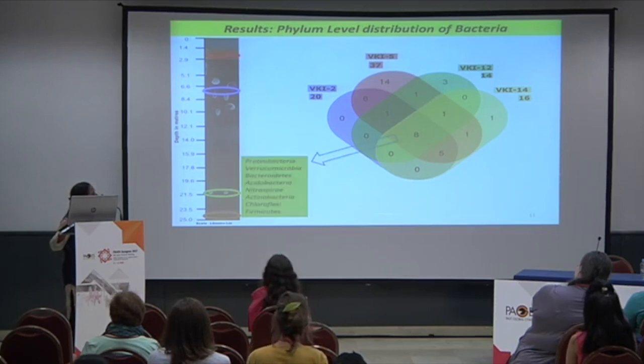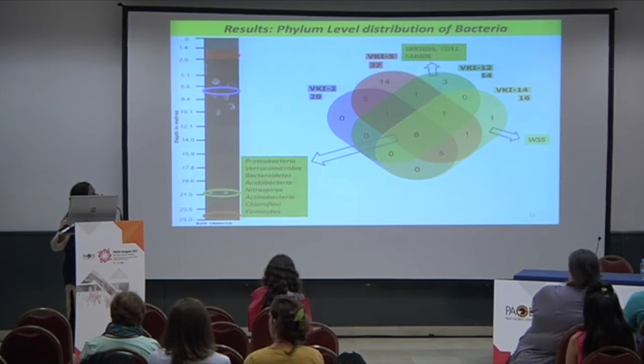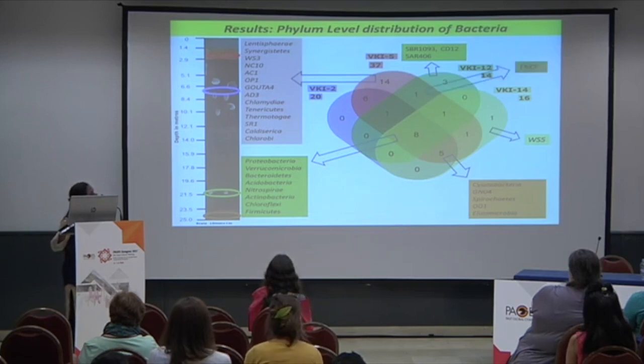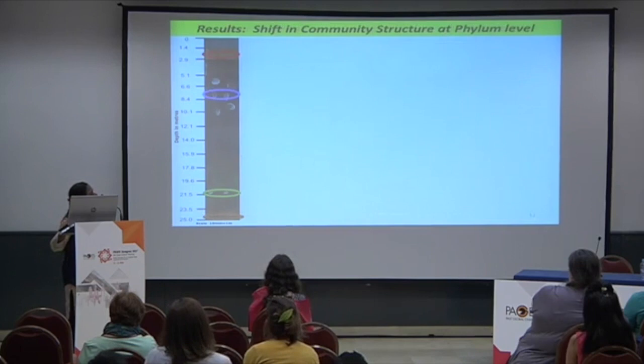So these are the commonly shared phyla among all the 4 samples. WS5 was the only exclusive phylum of VKI-14. These are the 3 phyla exclusive to VKI-12. And this is the list of 14 exclusive phyla of VKI-5. These are the 5 phyla which are commonly shared between VKI-14, VKI-5 and VKI-2. And TM7 was the only phylum shared between VKI-5 and VKI-12.